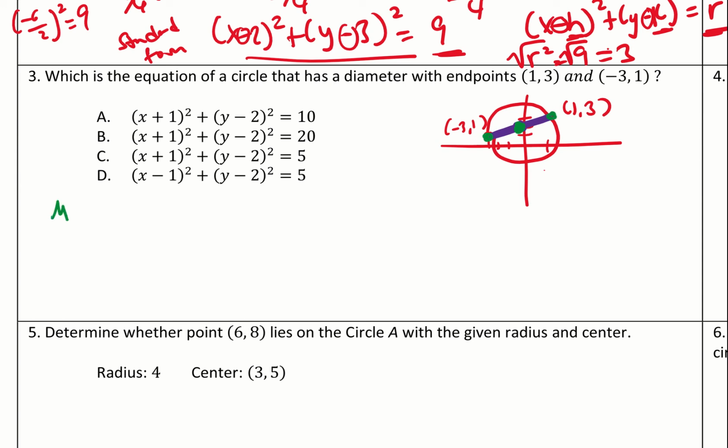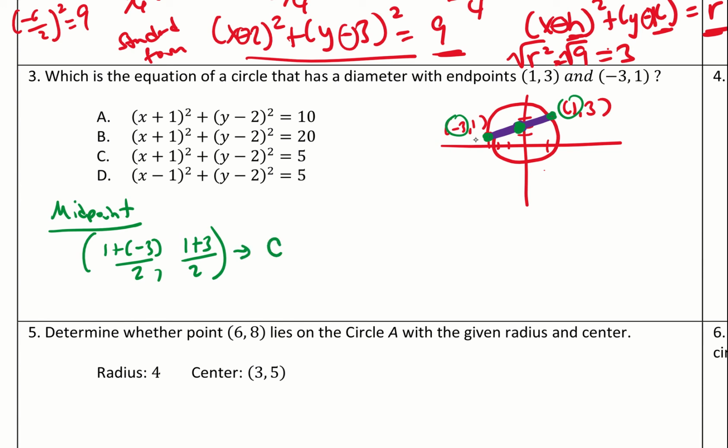So let's use the midpoint formula. To find the midpoint, you take the average of the x coordinates and the y coordinates. So we got 1 plus negative 3 divided by 2, and then the y coordinates are 1 and 3 divided by 2. And so that's going to give me my center. This is negative 2 divided by 2, which is negative 1. This is 4 divided by 2, which is 2. So there's my center, which is HK.